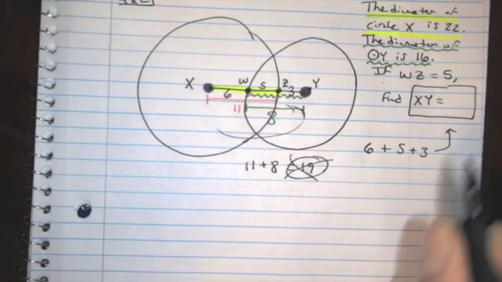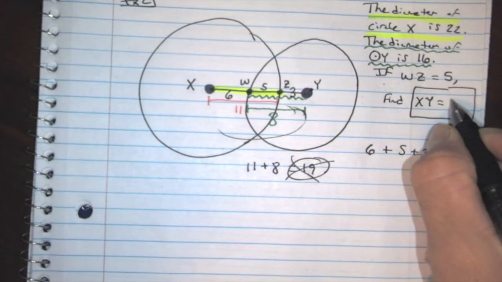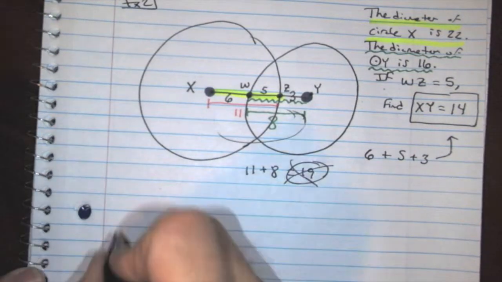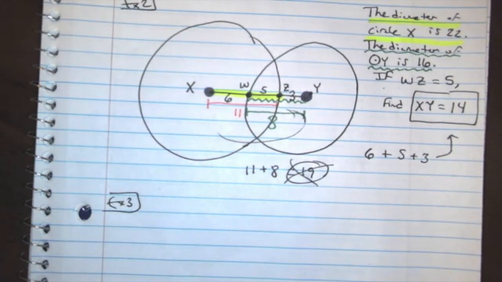Hopefully I do some mental math right. Don't want to screw up on YouTube. 14. The distance is 14. There it is. All right, example 3. I think you're going to need a calculator on this problem.